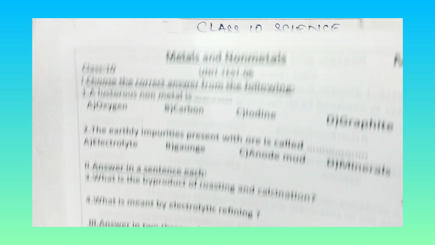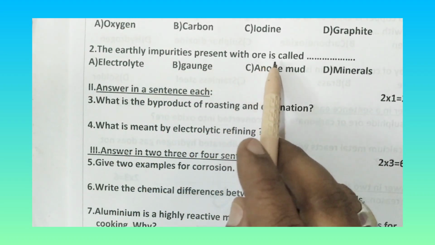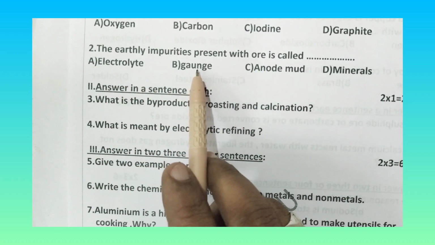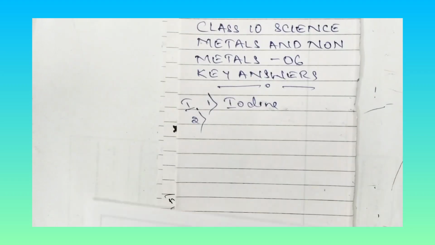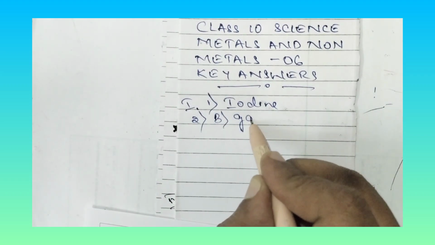Now let us move to the second question. The earthly impurities present with ore is called. Among these four options, the right option is option B, ganj. Ganj particles. So option B.